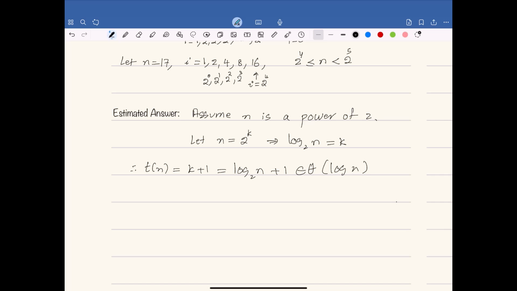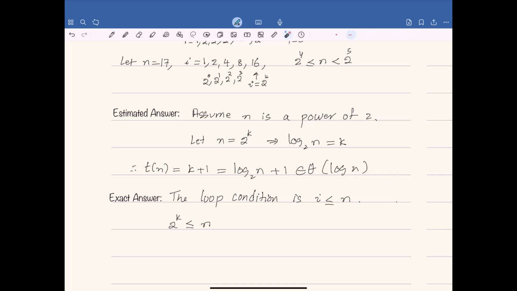Now to get the exact answer, we will assume that n is any value, not necessarily a power of 2. This answer can be found by starting from the condition of the loop. So the loop condition is i less than or equal to n. So we will start from there. Remember that the last value of i in the last iteration is represented by 2 raised to power k. Substitute for the value of i. So here we will say 2 to the power of k is less than or equal to n.